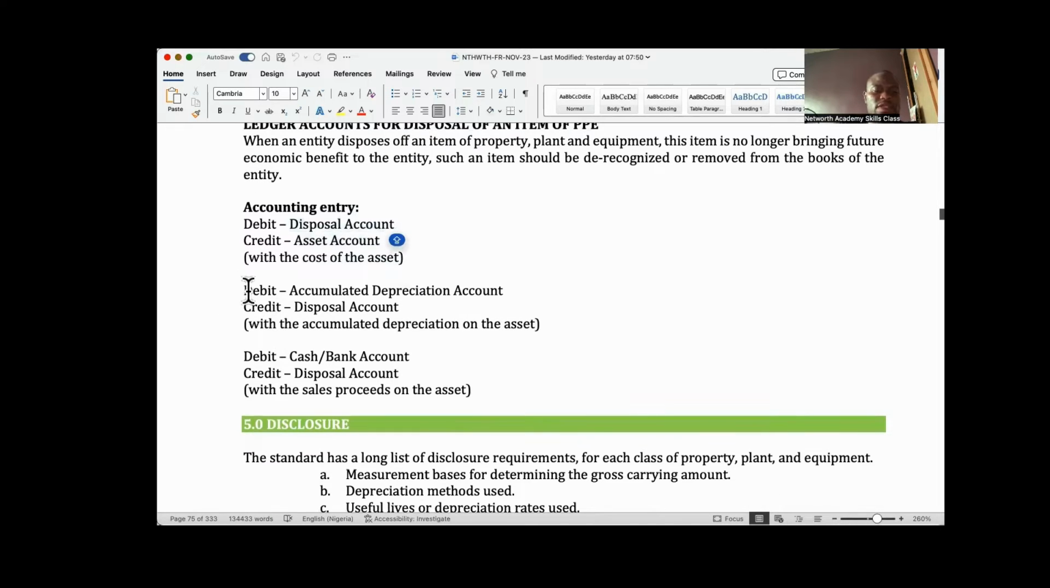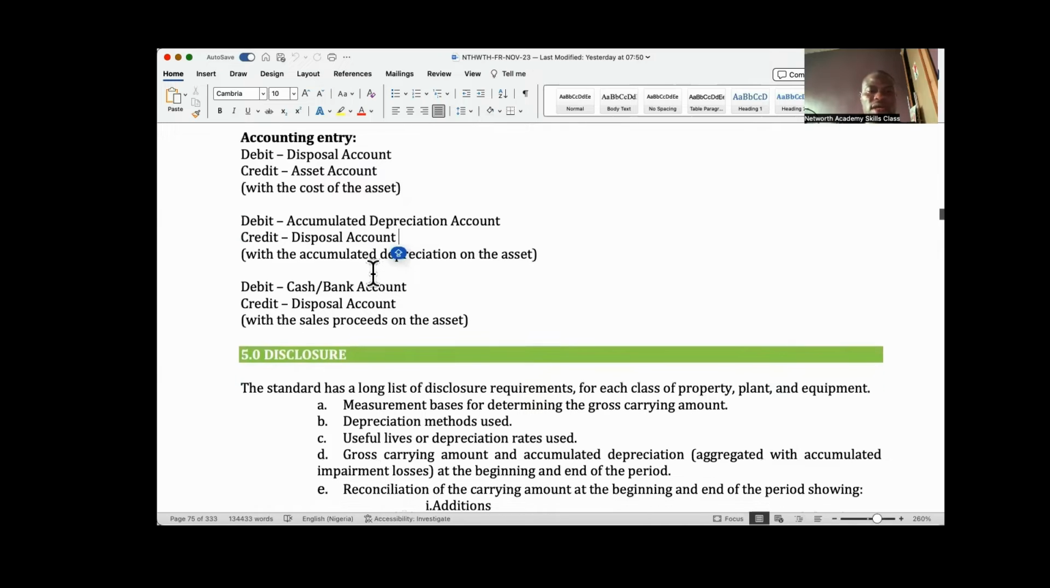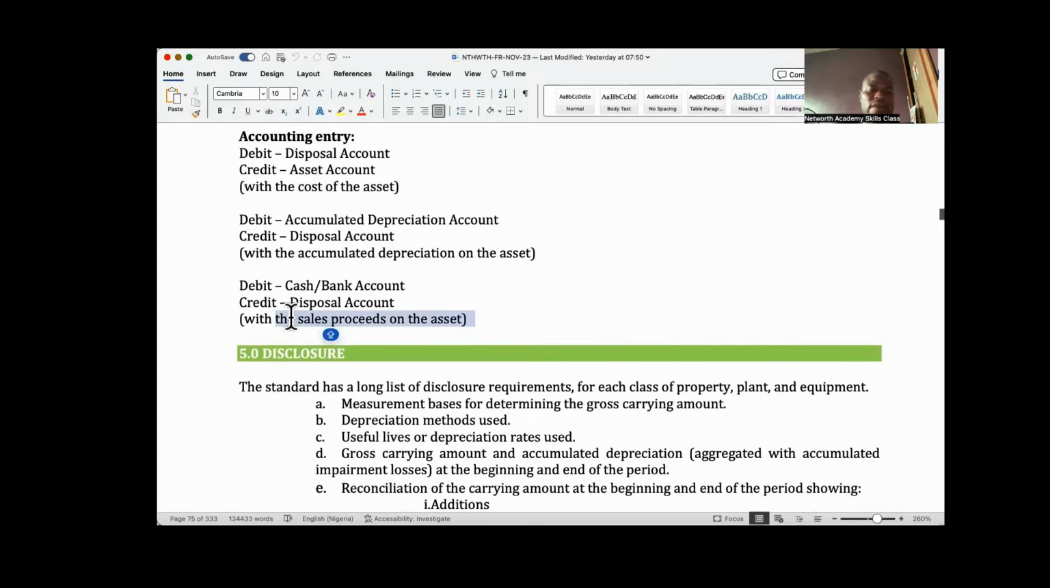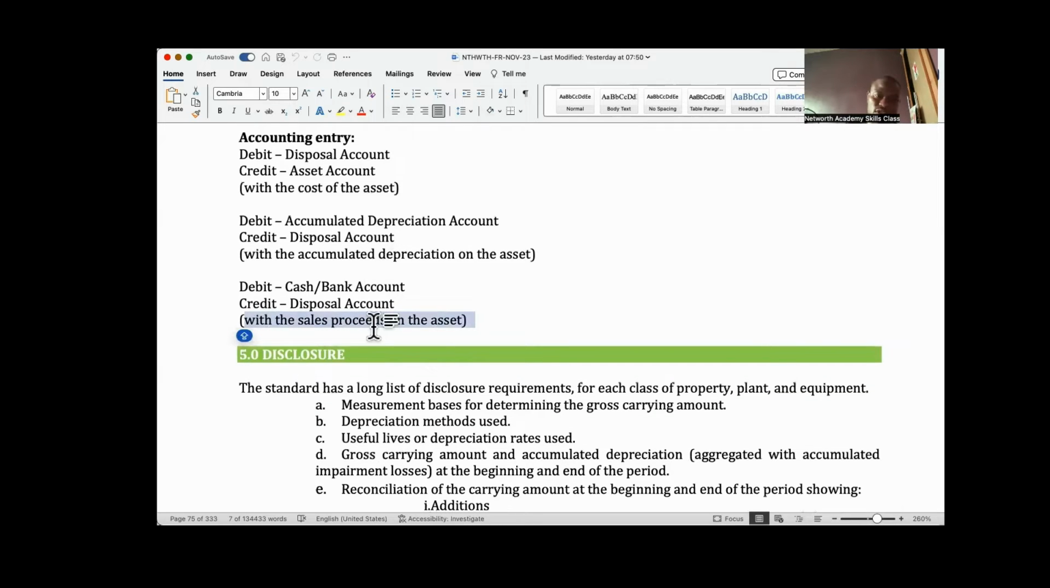Then the accumulated depreciation also should be closed since you have sold the asset. By debiting it, you transfer that balance to the credit of the disposal account. So in your disposal account, if you check the net, you'll have a kind of carrying amount. Then the amount you sold the asset for is different from the cost of the asset. The amount you sold the asset for is your sales proceeds. So the amount you sold it for, of course, you're going to collect money, then you credit your disposal account.